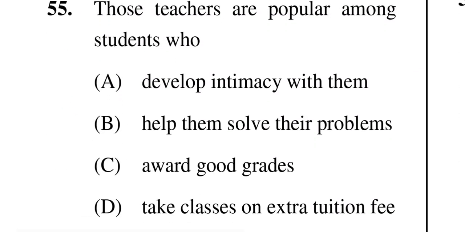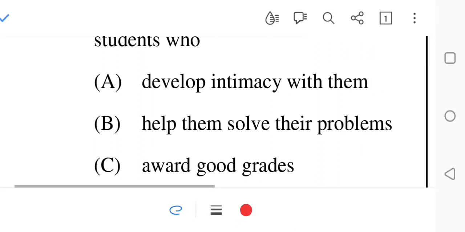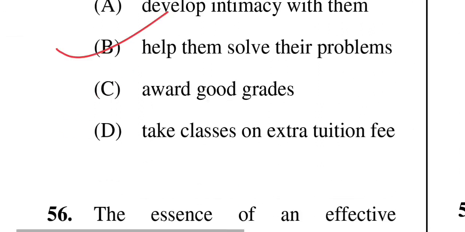55. Those students are popular among students who develop intimacy with them, help them solve their problems, award good grades, take classes on extra tuition fee. 55, the correct answer will be those teachers are popular. Sorry, have I said students? Sorry for that if I have said. Those teachers are popular among students who develop intimacy with them, help them solve their problems, award good grades, take classes on extra tuition fee. 55, correct answer of 55 will be B, that is help them solve their problem. You should do it if you will become a teacher.